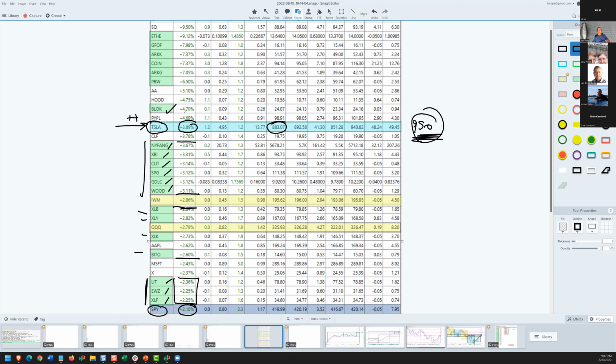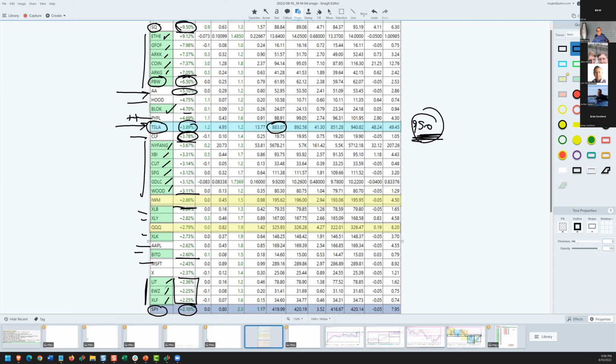Blockchain, 4.7. And then the big winners, mostly disruptors like Ethereum, Global Future of Finance, Arc Innovation, Coinbase, Arc Genomics, between 7% and 9%. And then clean energy making a really strong move here at 6.5%. Squarespace, the big winner of the day at 9.5%. Alcoa doing well in the metals at 5%. Robinhood, PayPal, Cliff doing well in the metals at 3.7.